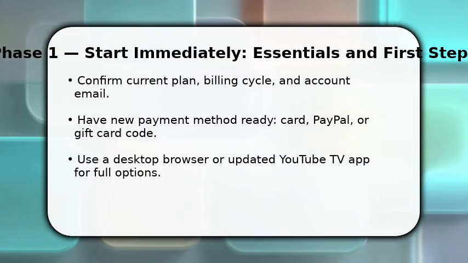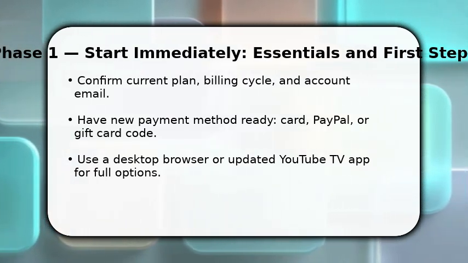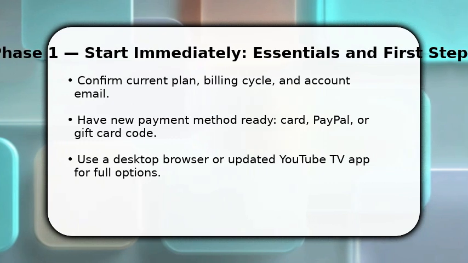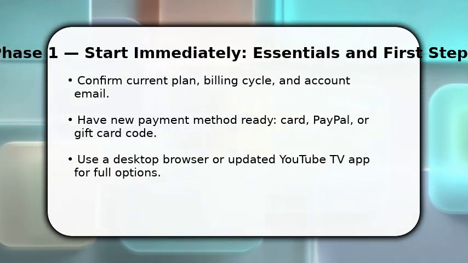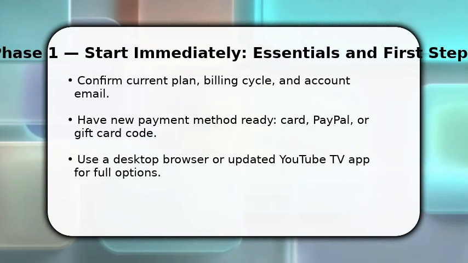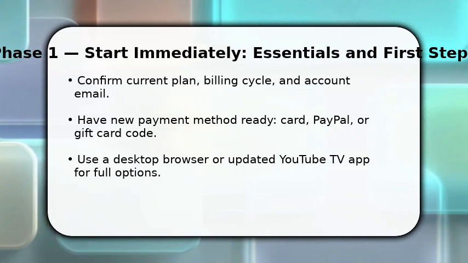You start by signing into YouTube TV with the account that pays for the subscription. Once signed in, open Settings and go to Billing. This is where payment controls live. Make sure your new card number, expiration, CVV, or PayPal login is accessible before you begin. Doing this cuts errors and saves time.